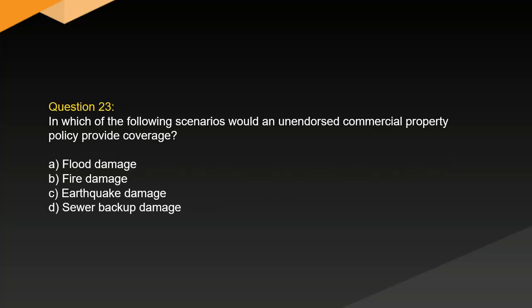Question 23. In which of the following scenarios would an unendorsed commercial property policy provide coverage? A. Flood damage. B. Fire damage. C. Earthquake damage. D. Sewer backup damage.